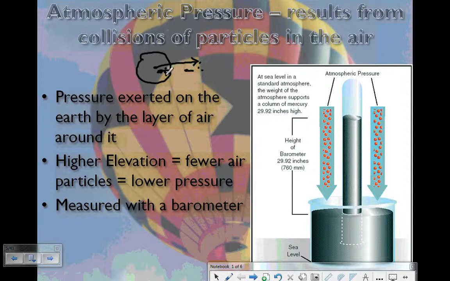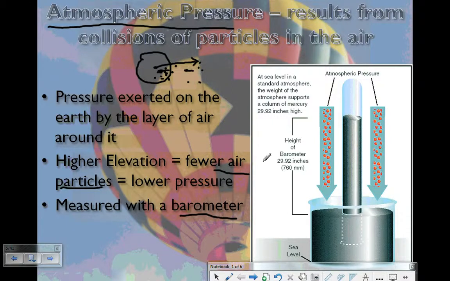So there's a lot more particles of air here near the surface of the Earth than there would be farther away, way out here. The pressure that's exerted on the Earth by the layer around it is called atmospheric pressure. When you're at high elevations, you're farther away from the surface of the Earth, so there's fewer air particles. Where there are fewer particles, there will be a lower pressure, of course. We measure this kind of pressure with a barometer.